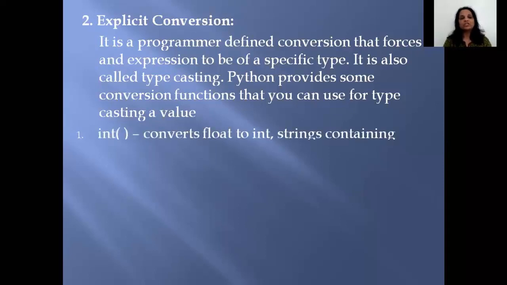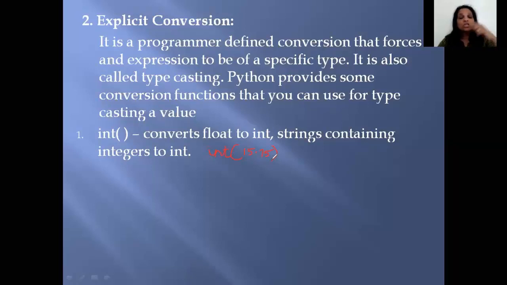The first built-in function is called the int function. What does the int function do? Converts a float to an integer or a string to an integer. But the string has to contain integers. It cannot be saying hello and you're going to convert it to an int. Not possible. So in this example, if you write int of 15.75, what am I trying to do? I'm trying to convert 15.75, which is a float, to an integer. So what answer am I going to be getting? I'm going to be getting the answer 15.